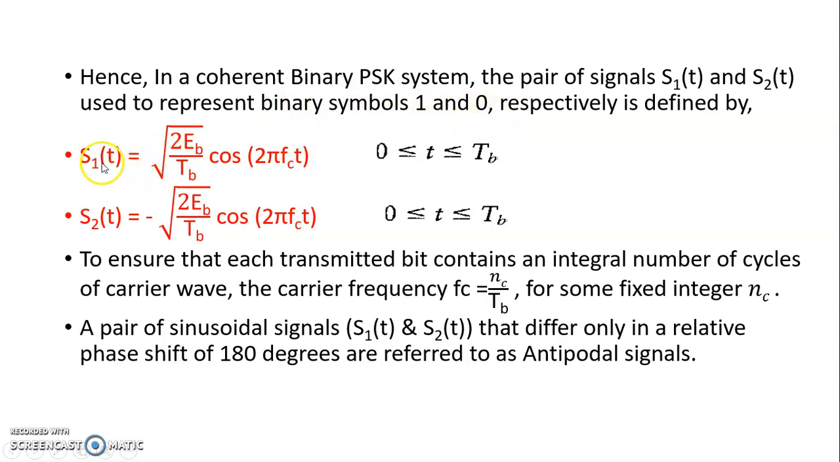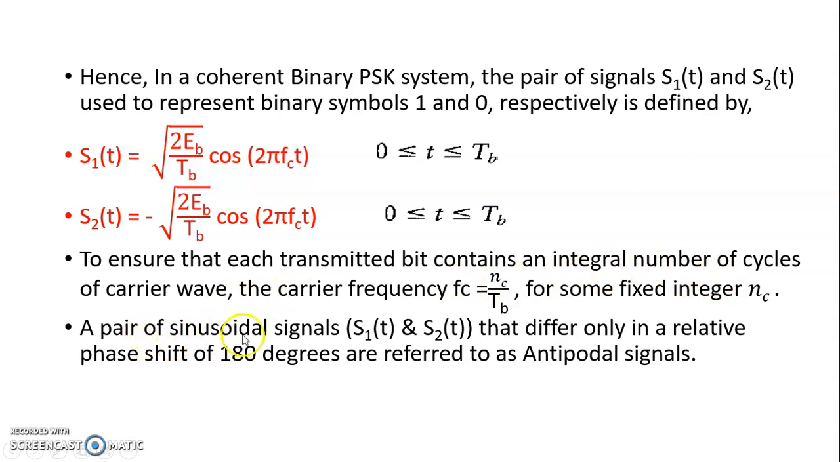that is defined as S1 of t is equal to root of 2Eb divided by Tb cos 2 pi Fc t, S2 of t is equal to minus root of 2Eb divided by Tb cos 2 pi Fc t. To ensure that each transmitted bit contains an integral number of cycles of the carrier wave, the carrier frequency Fc is represented as Nc divided by Tb for some fixed integer Nc. That is, the bit duration contains Nc cycles of the carrier wave.